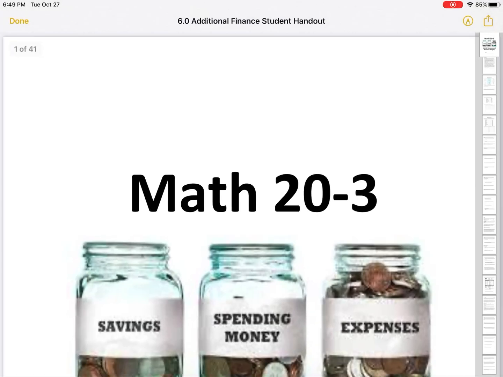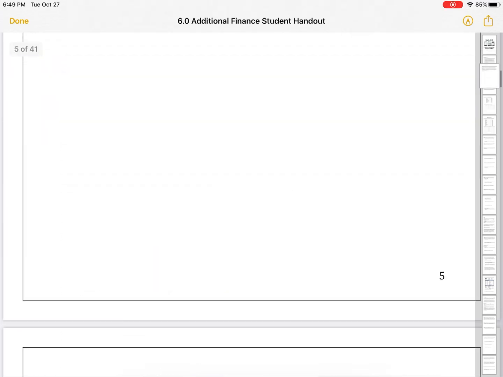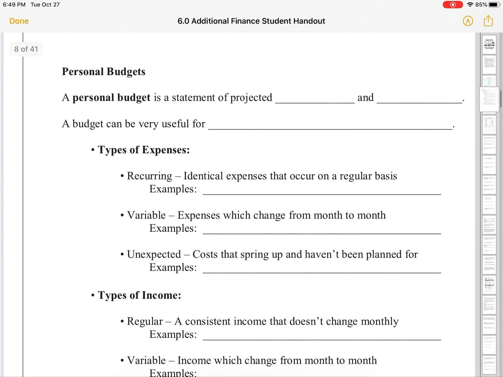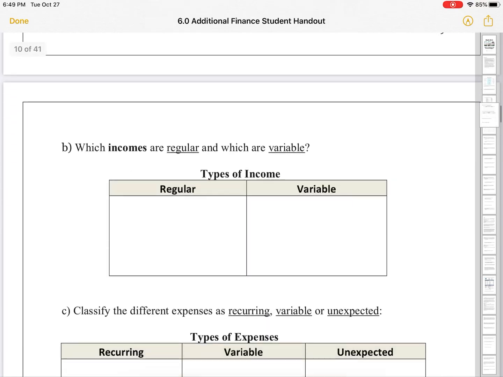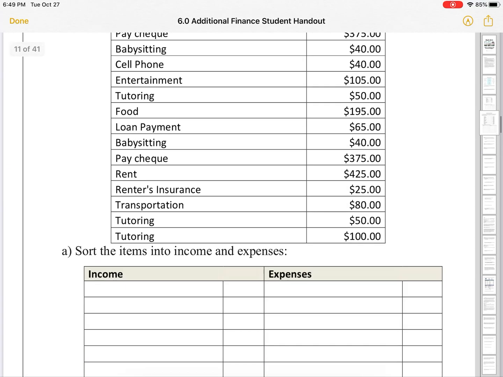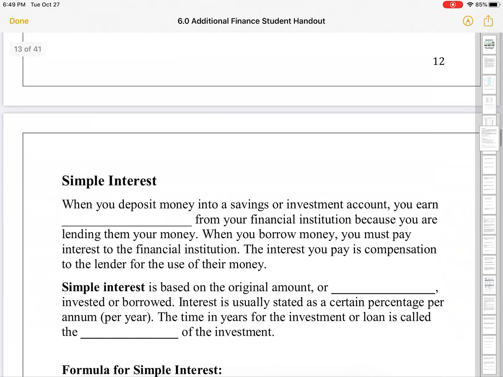So we're in this booklet here, and we talked about banking. We're going to come back to this second topic, personal budgets, later. So we're going to skip that for now, and we're going to go all the way to page 13, simple interest. Now, when you deposit your money into a savings account, you can earn interest.